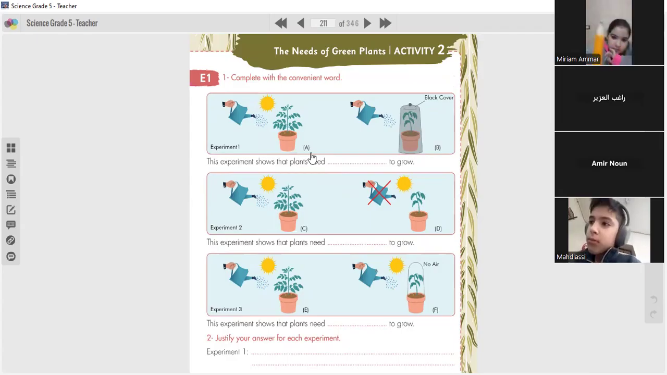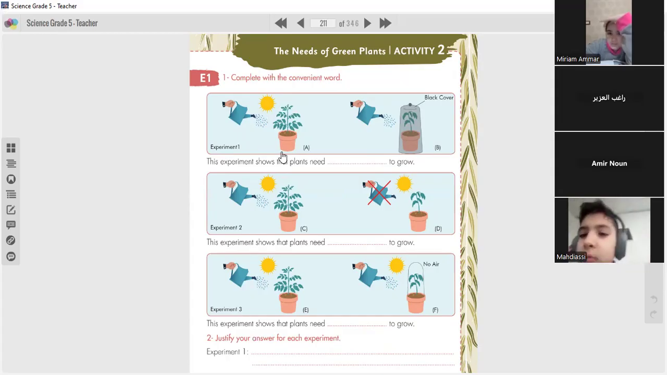The common factors: water, normal water, and carbon dioxide, and mineral salts. Yes, exactly. So the variable factor is sunlight. What happens to plant A? You have to justify.